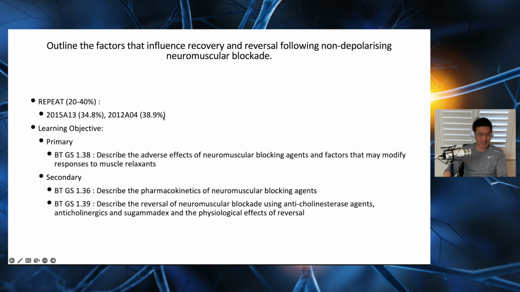What are your thoughts on that, La? Yeah, I'm just looking at the question. It says recovery and reversal. So it really looks like a two-part question: the physiological recovery, as well as potentially the pharmacology of reversal itself. So yeah, there's a lot to put in there.